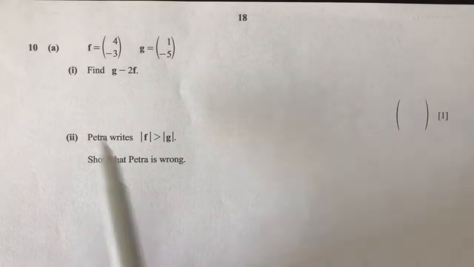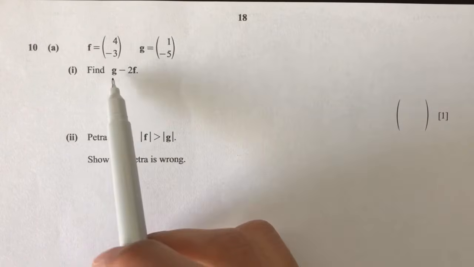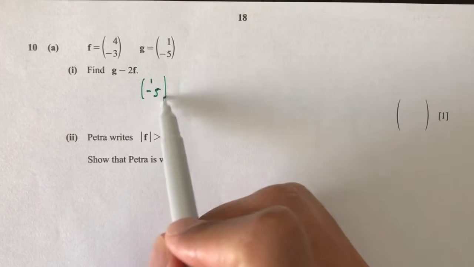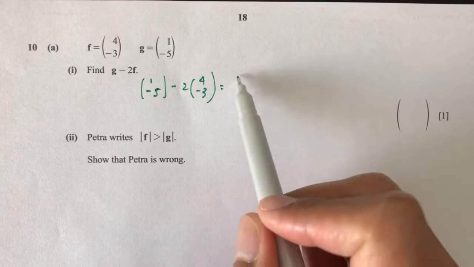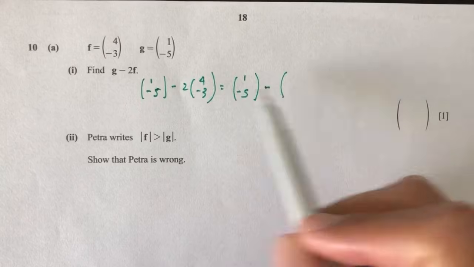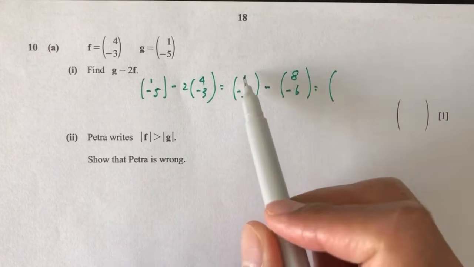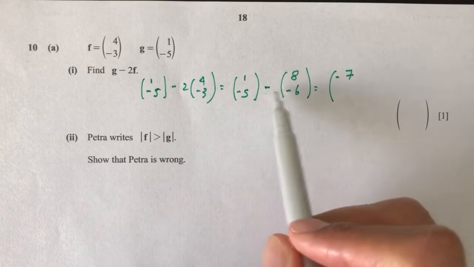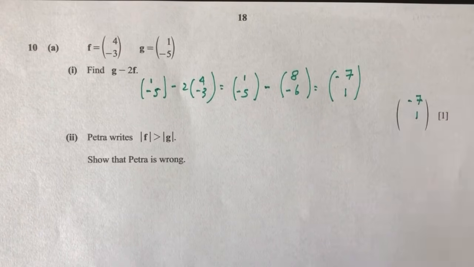Question number 10, part A, we have f equal to this vector, g equal to this vector. Part 1, find g minus 2f. So g is (1, -5) minus 2f, f is (4, -3). So if you expand, you will have (1, -5) minus, bring the 2 inside, (8, -6). That will be 1 minus 8 will be -7. Minus 5 minus -6, so -5 plus 6 will be 1. Your answer will be (-7, 1).